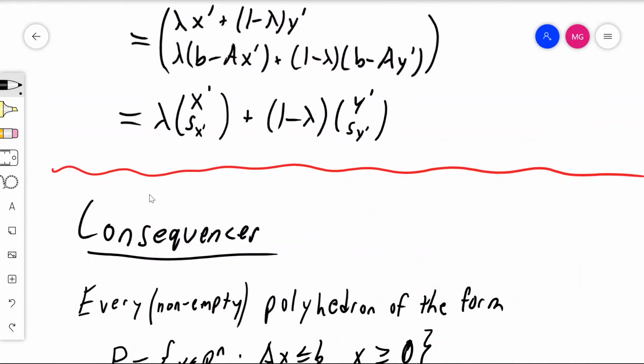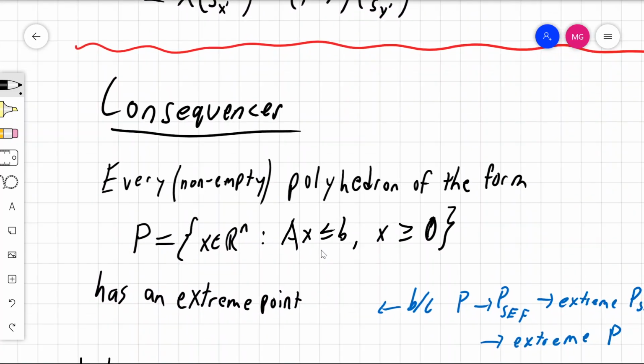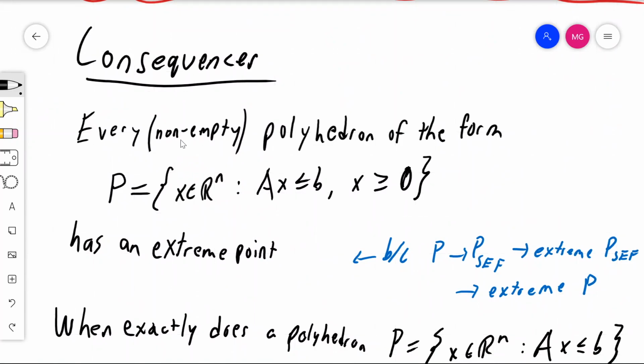So what are the consequences of that? What can we deduce from all that? So what's a nice fact? It's this. Given every non-empty polyhedron of this form, where we have less than or equal to constraints, ax less than or equal to b, and then we definitely have variable non-negativity constraints as well. So it lives in the positive orthant, right? That's what it means for x to be non-negative. So we have variable non-negativity constraints and then some other less than or equal to constraints. Every polyhedron of that form has an extreme point, guaranteed.